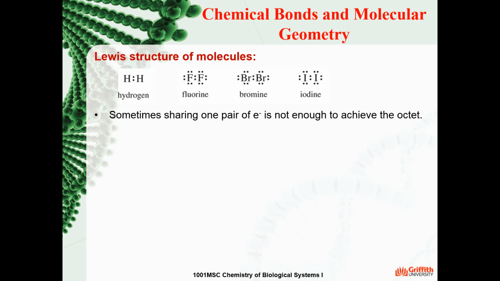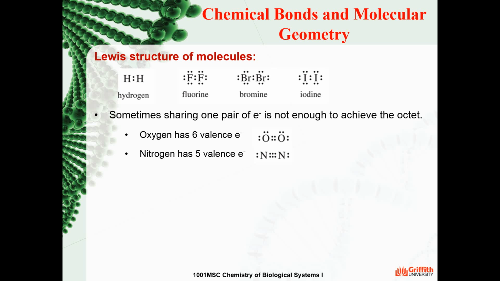In some cases, elements need to share more than one pair of electrons to achieve the octet rule. For example, oxygen has 6 valence electrons, so it needs 2 electrons to achieve the octet rule. When two oxygen atoms come together, they have 12 valence electrons. So for the oxygens to achieve the octet rule, they need to share 4 electrons altogether. So the first oxygen atom shares 2 electrons, and the second atom also shares 2 electrons. This results in a double covalent bond.